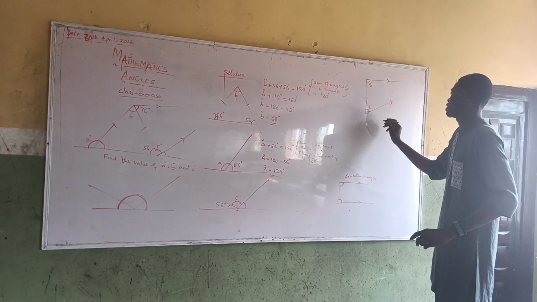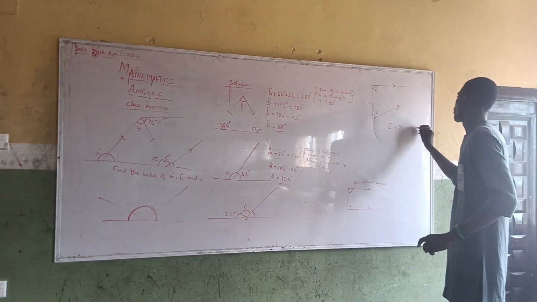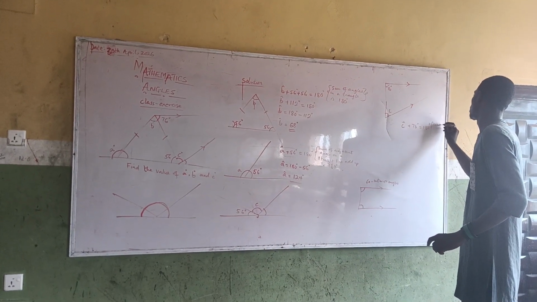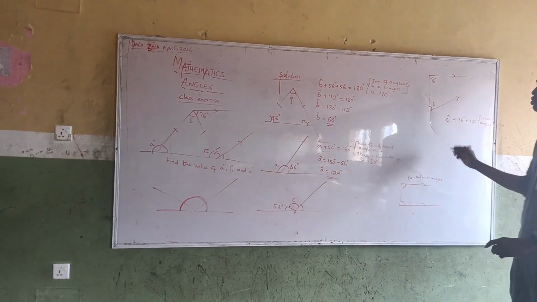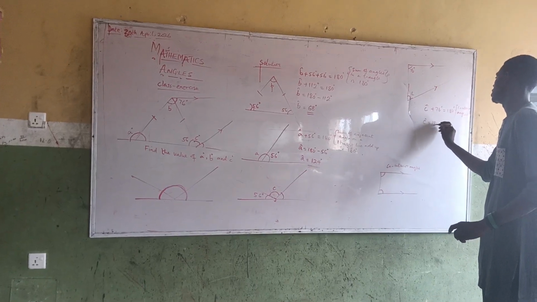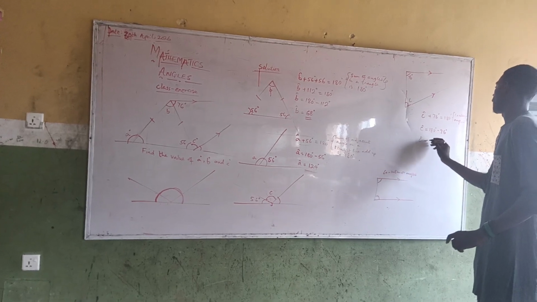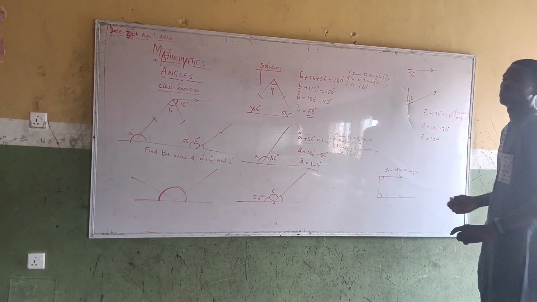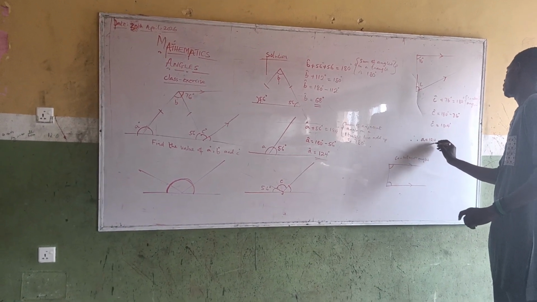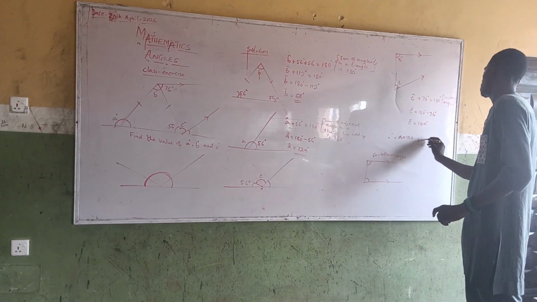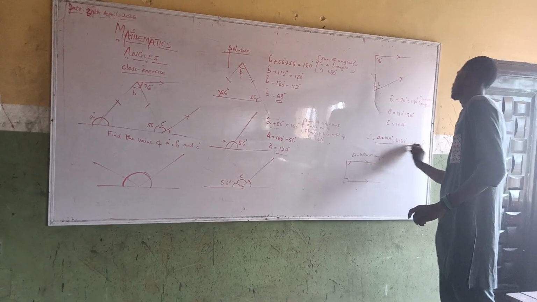So get C now. You say C plus 76 must be equal to 180 degrees. Why? They are co-interior angles. So to get angle C now, we just say 180 degrees minus 76 degrees. So angle C will give us 104 degrees. So therefore, we've gotten angle A to be 124, angle B to be 68, and angle C to be 104 degrees. That's it.